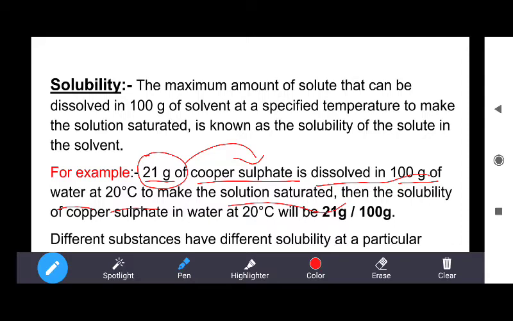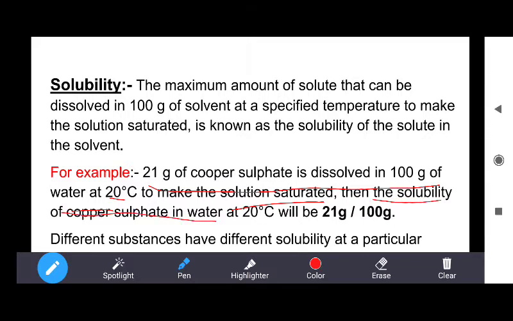At that time a saturated solution will form, and the maximum amount which has been dissolved in the solution is known as the solubility of copper sulfate. We know that at 20 degrees Celsius 21 gram of copper sulfate is dissolved in 100 gram of water, then a saturated solution will form. Then we can say that the solubility of copper sulfate in water at 20 degrees Celsius will be 21 gram per 100 gram.